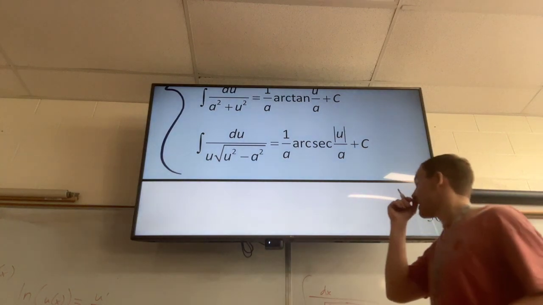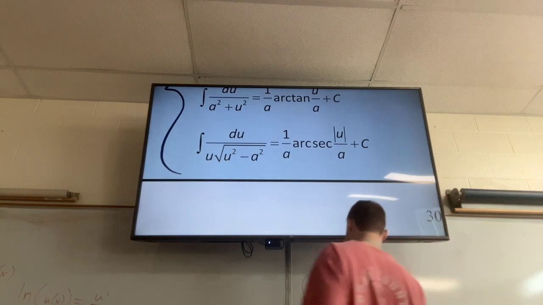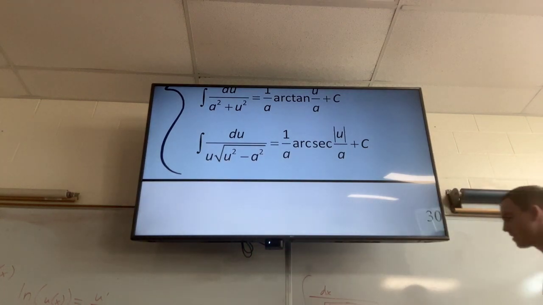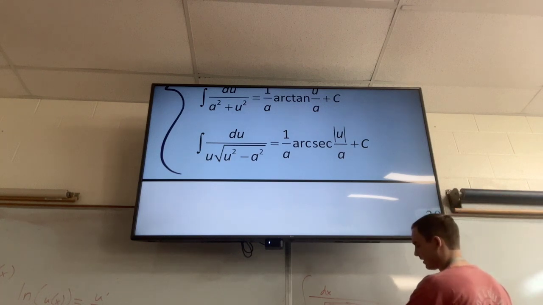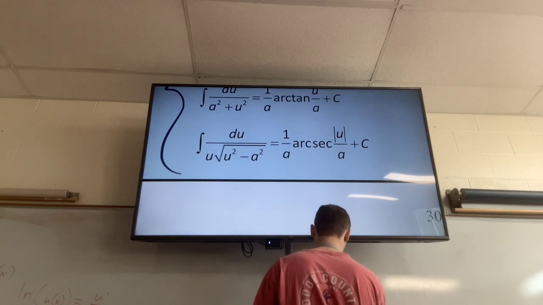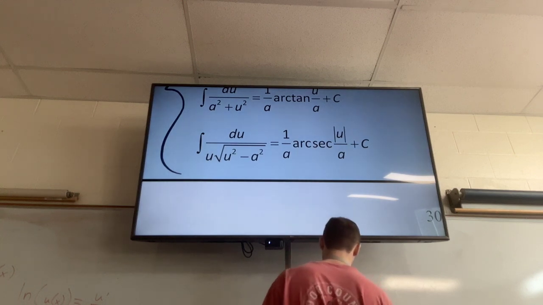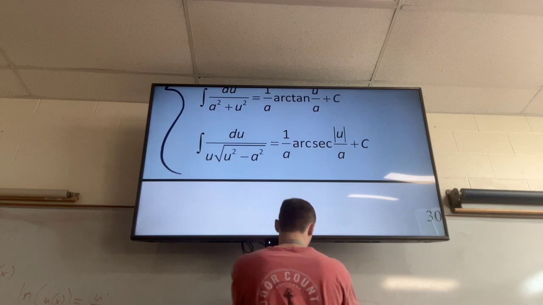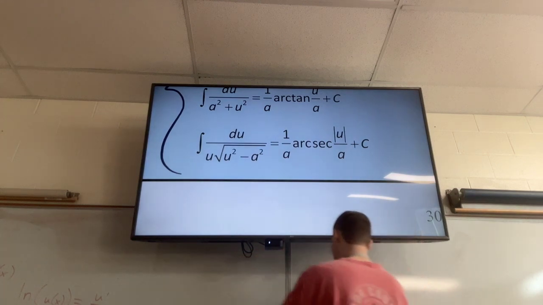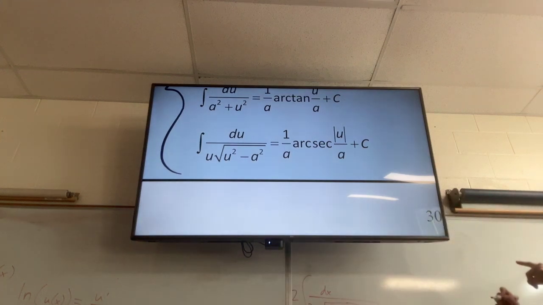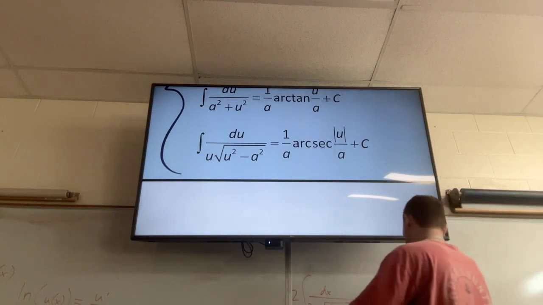What's my u going to be? 4x squared is the same thing as 2x in parentheses squared. So u is going to be 2x. I need this to be a 2x then, so how do I accomplish that? I'm going to multiply my integrand by 1/2, so I'm going to put a 2 down here, and I need to put a times 2 outside to compensate. Now I'm in that form, and I can write down my answer.